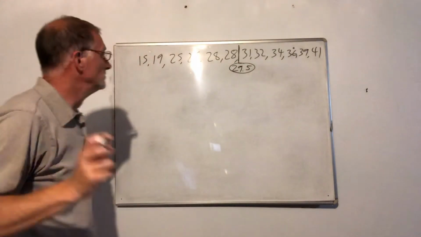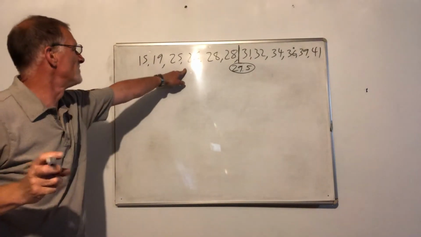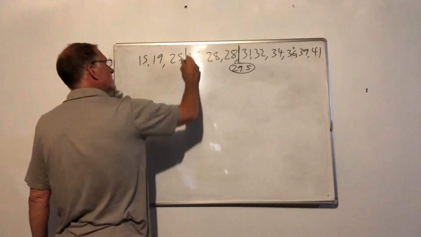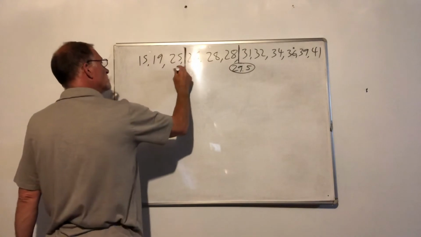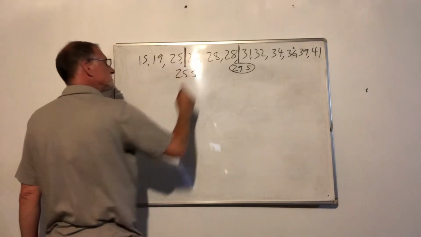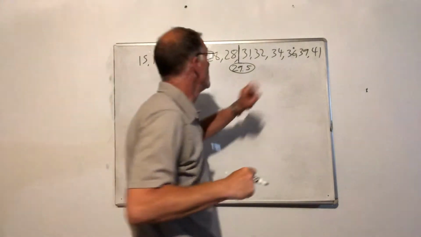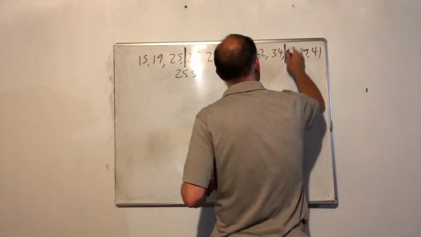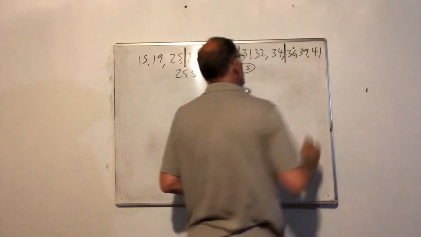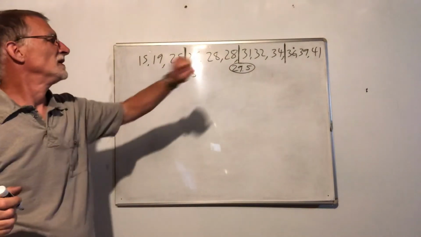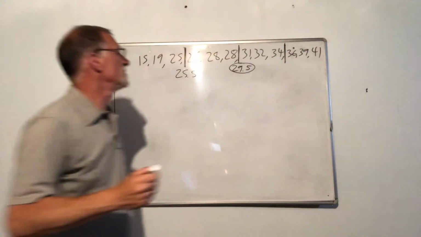First quartile, the median of the lower half. So that point's going to be right here between the third and the fourth, 25.5. Third quartile, remember median is the second quartile. Third quartile, right here, between the 9th and the 10th, and that's going to be 35.